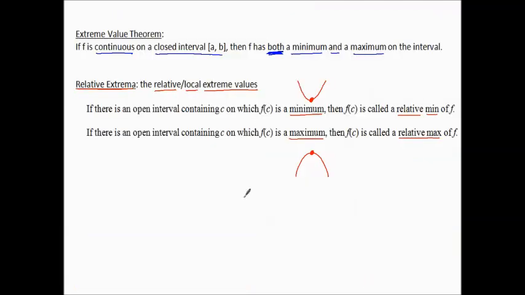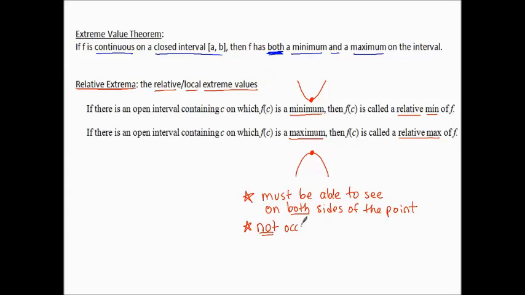It's important to note that for relative extrema, we must be able to see on both sides of the point. Remember, relative to either side, it's a high or low point, which means these cannot occur at an endpoint.